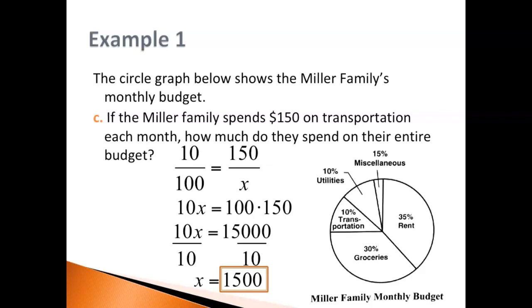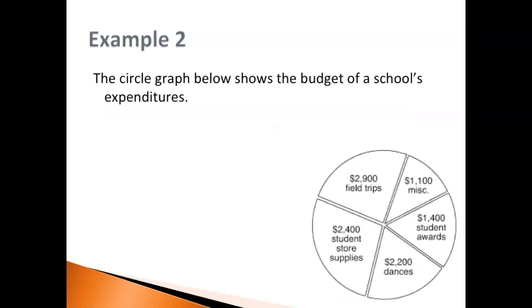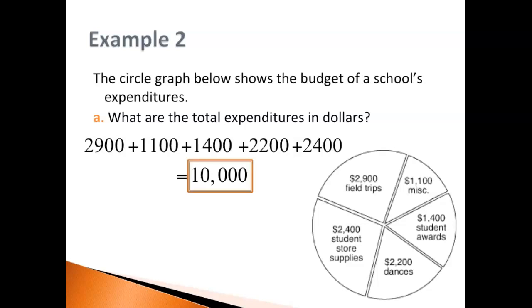All right, let's take a look at example 2. The circle graph below shows the budget of a school's expenditures. What are the total expenditures in dollars? Well, if this breaks it down into what each amount of the total budget is spent on each portion, then we can simply add all those portions together to get the total expenditures. So 2,900 plus 1,100 plus 1,400, 2,200 plus 2,400, add those all together and you get 10,000. So the total expenditures in dollars is 10,000.